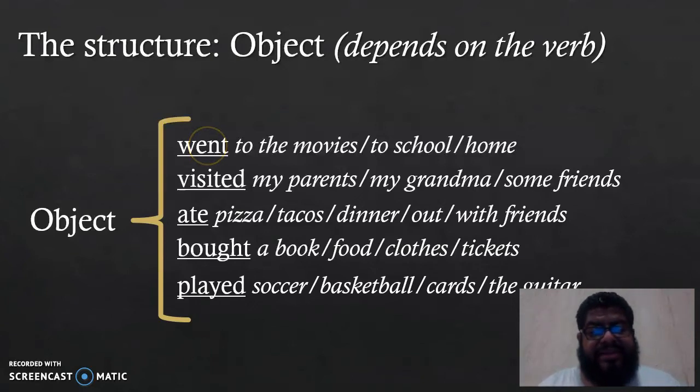Okay. Ate is the simple past of eat. What could you eat or what can you eat? Whatever you want. For example, I ate pizza, tacos, dinner, ate out. That means when you go somewhere, a restaurant or whatever, you ate with friends, you ate alone. Okay, but well, with money you can buy whatever you want. In this case, bought a book, food, clothes, tickets, maybe a computer, sneakers, shoes, a house, whatever you want.